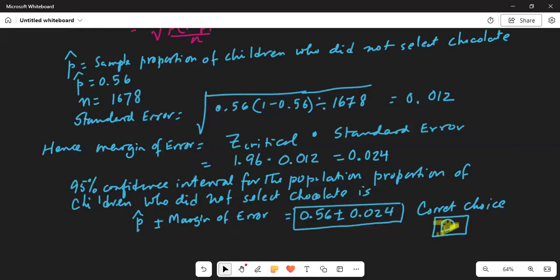So the 95% confidence interval for the population proportion of children who did not select chocolate is the sample proportion, which is 0.56, plus minus the margin of error, which is 0.024. The correct choice is D as in David.